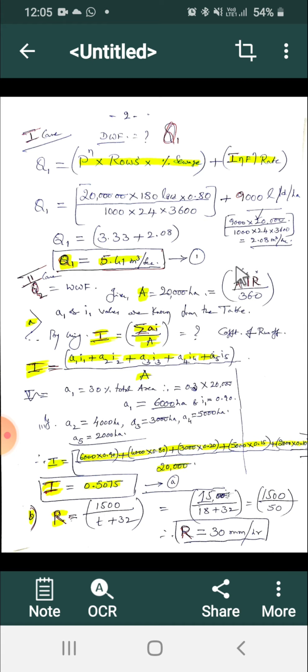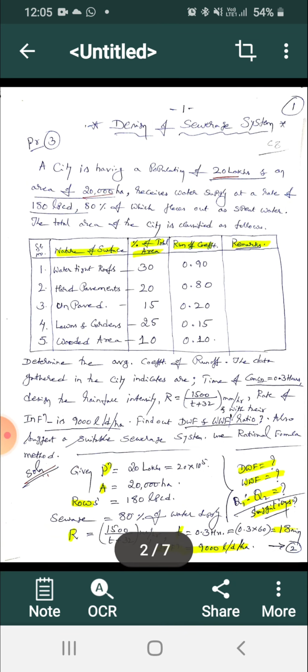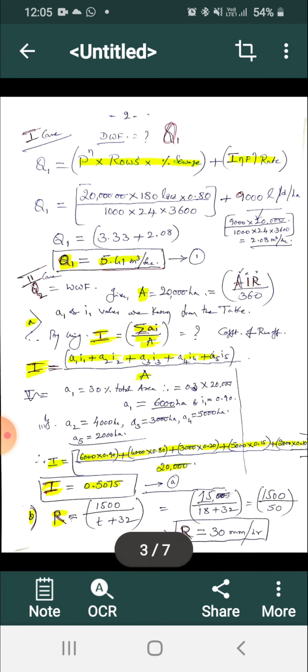After I, A is over, I is over, and R you have to determine. Where is R? R has a formula which is given in the problem. The design R value can be determined using this. T plus 32, you have to use the same formula. Now you have to go for simplification. T is equal to how much? That is also given. How much is it? 18 minutes.